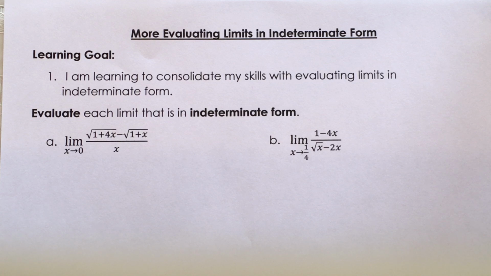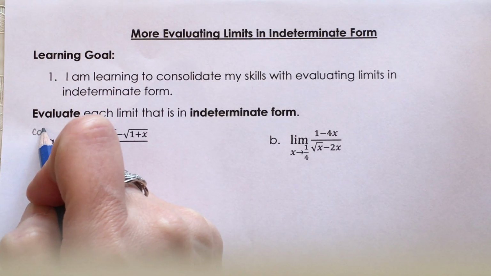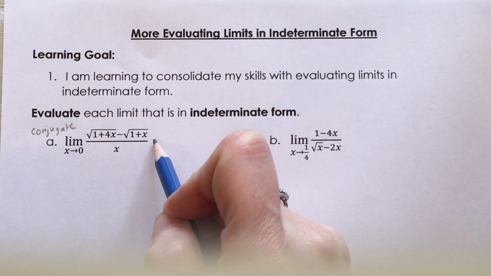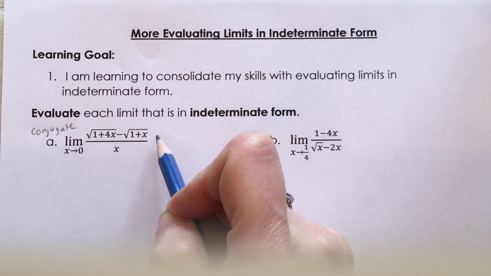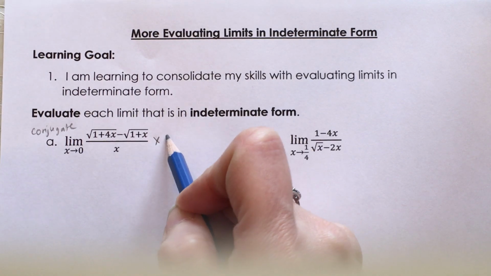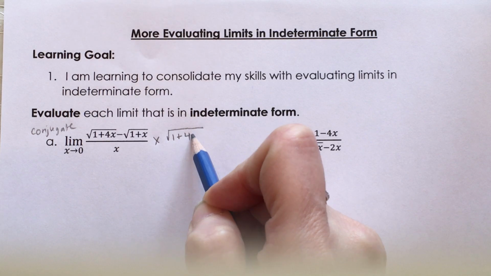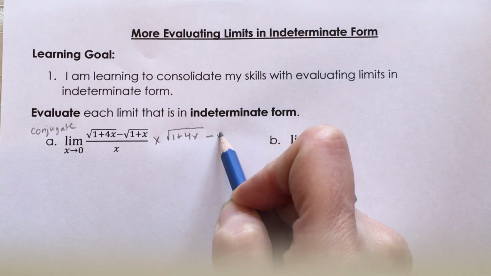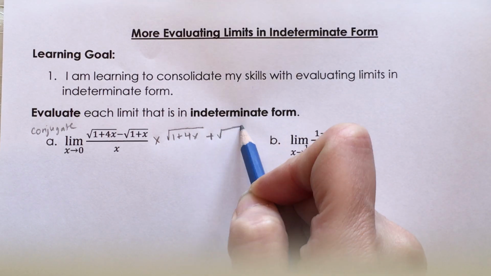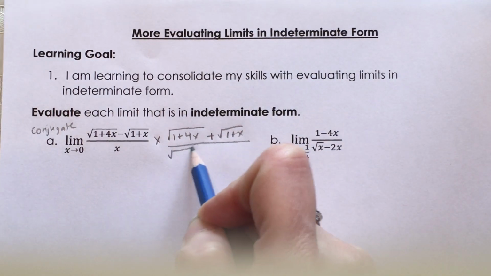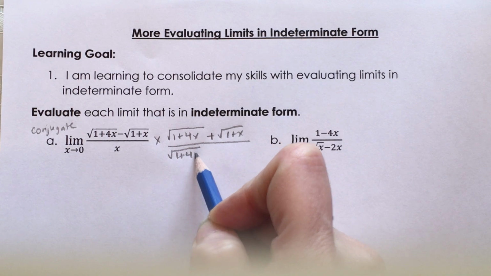So for the first question, usually when you see the root signs, you would think of conjugate. So this is a conjugate. And we know from yesterday that we're going to multiply the numerator and denominator by the conjugate of the numerator. So that would be the root of 1 plus 4x plus the root of 1 plus x over, again, the exact same thing, so that we're really just multiplying by 1.